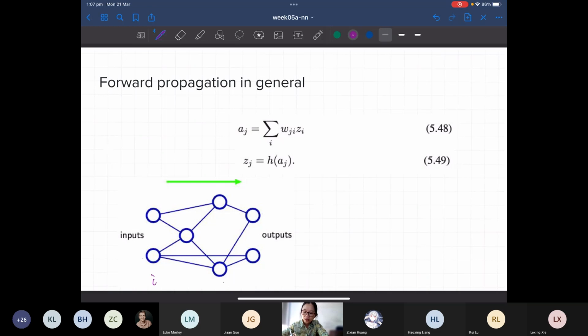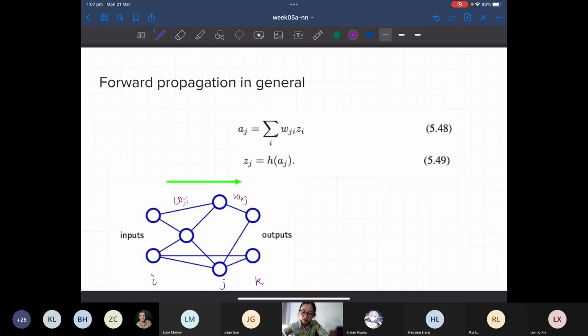The second layer is indexed by J. The third layer is indexed by K. So in our 2-layer neural net example, the first is input, the last one is output, and the weights are indexed by WJI and WKJ. This is what they will be called in the next 2 slides.